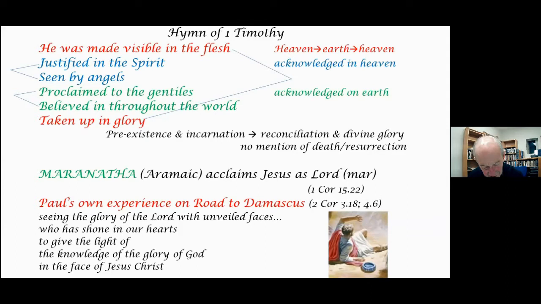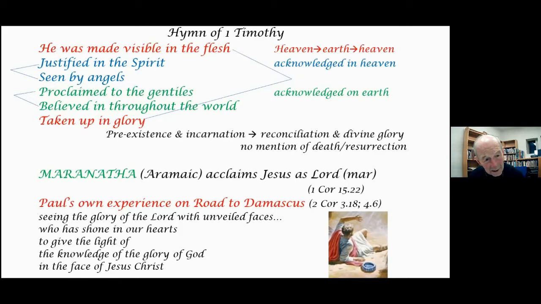The first line, coming down from heaven, he was made visible in the flesh. And the last line, taken up in glory. Again, like the hymn at the beginning of the Gospel of John, it comes down from the Father and then ends up in the Father, in the bosom of the Father. So that's a movement which is quite frequent in New Testament hymns, starting in heaven and ending in heaven. He was made visible in the flesh and taken up in glory.